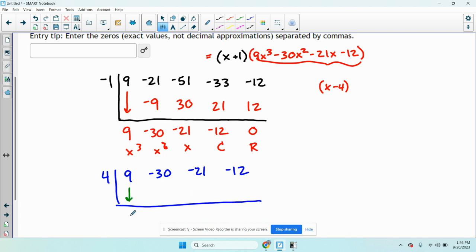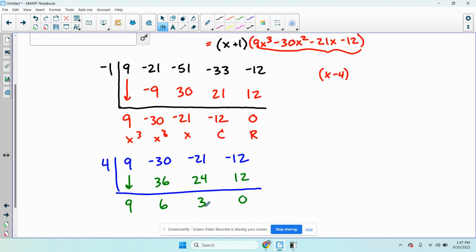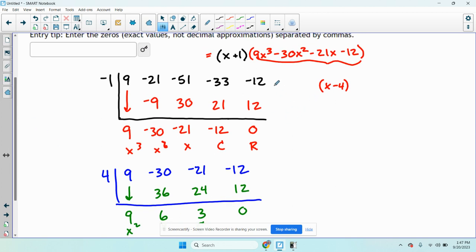Bring the 9 down, multiply by 4, add down, multiply by 4, add down, multiply by 4, add down. Again, we get 0, which means this is a factor. This is my constant, my x, and my x squared. So now I can write the original function as x plus 1 times x minus 4 times 9x squared plus 6x plus 3.